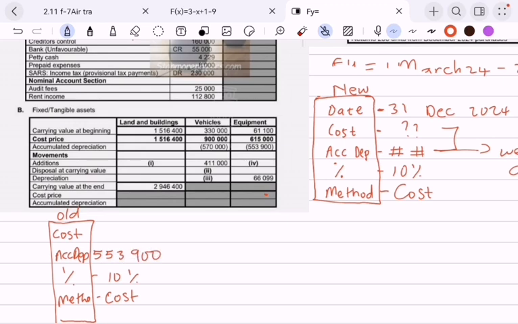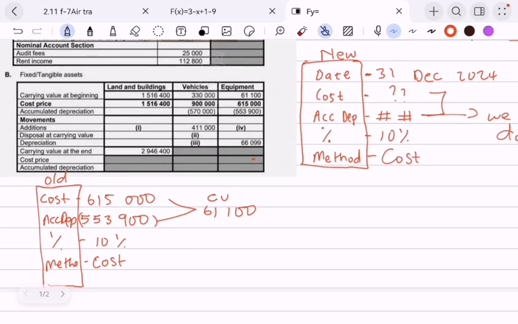553,900. What about the cost? The cost is 615,000. Simple. Take your cost, deduct your accumulated depreciation, and in an instant, you would get your carrying value. So it's going to be 615,000 minus 553,900. We determine our carrying value. I'll show you the importance of doing this.